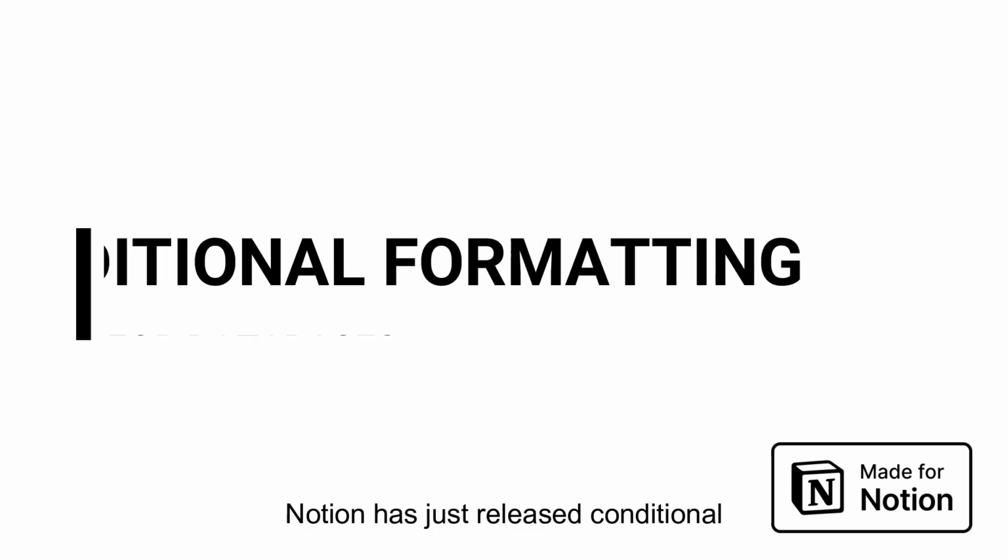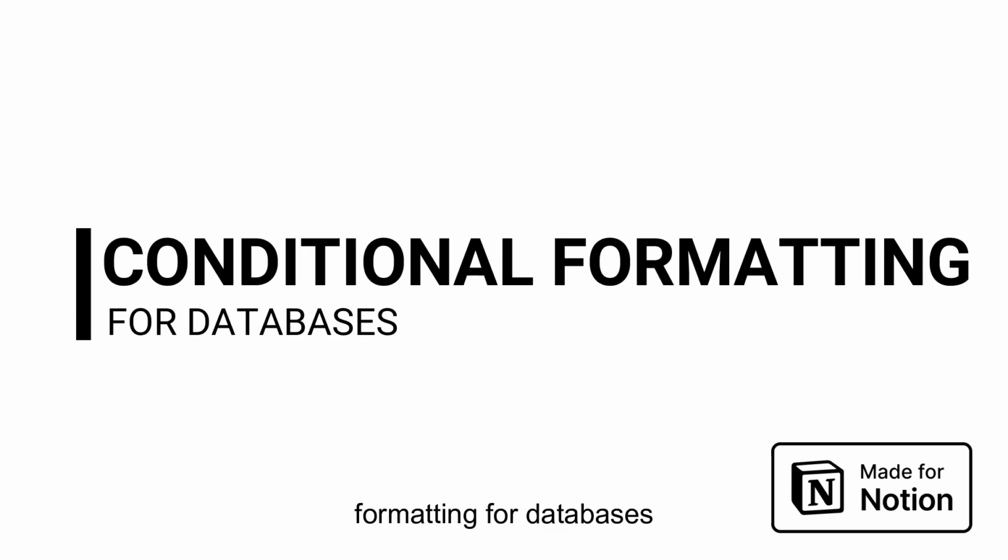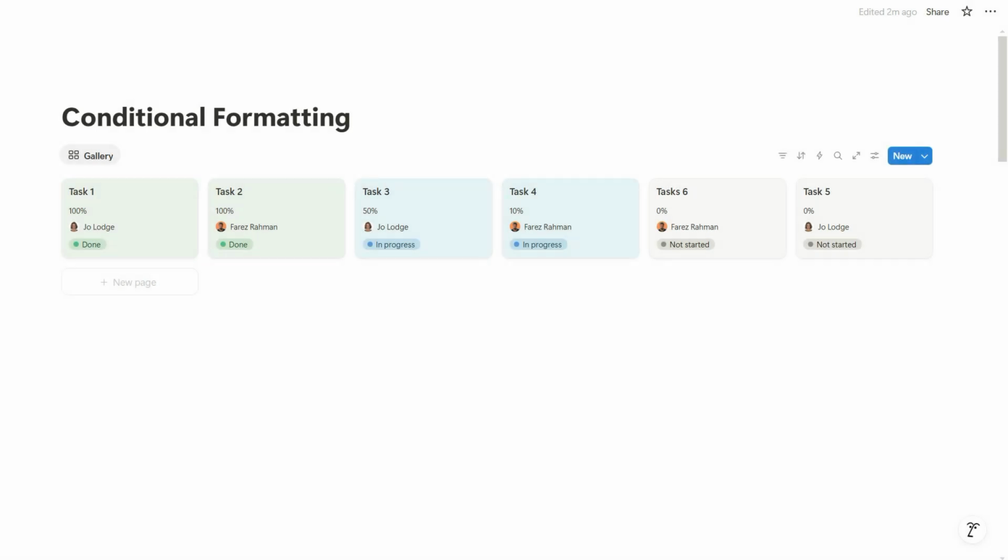Notion has just released conditional formatting for databases, and I wanted to show you 3 quick examples of how you can use it. First, here's a gallery view of a task database color-coded by status. So not started is grey, in progress is blue, and done is green.